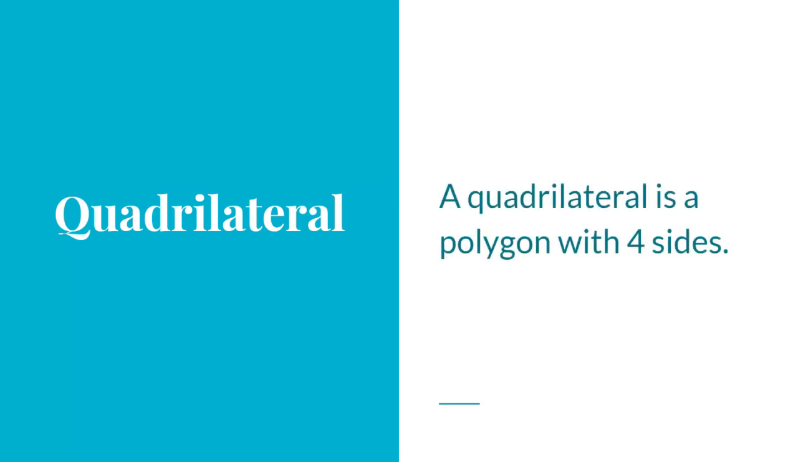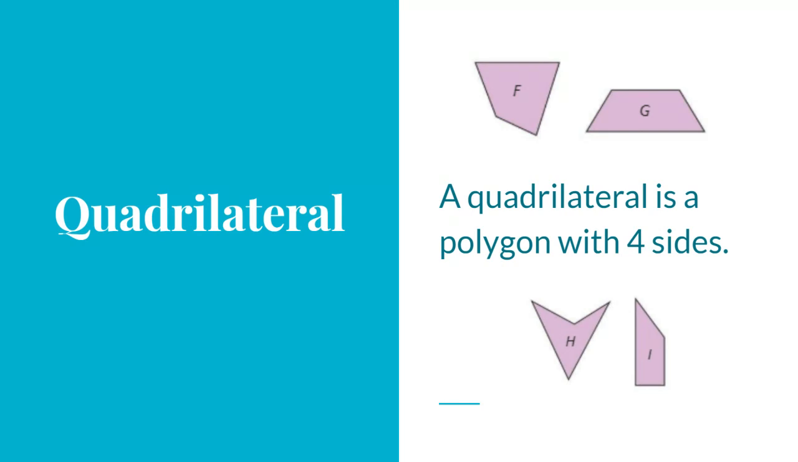Okay, what is a quadrilateral? A quadrilateral is a polygon with four sides. Now, if you remember, a polygon is a shape that is closed in and has some straight sides. These are examples of quadrilaterals. They all have four sides, four straight sides, and they are all closed in, yet they all look different.